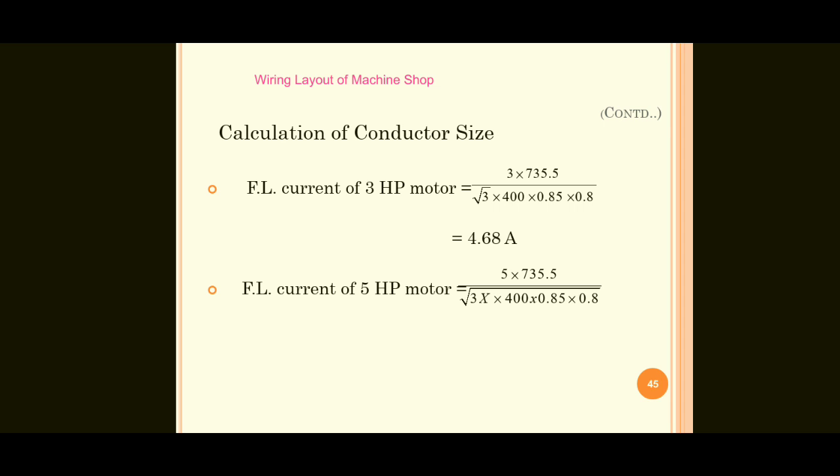Similarly, for the 5 HP motor, the full load current is equal to 5 into 735.5 by root 3 into 400 into 0.85 into 0.8, which is 7.806 amps.